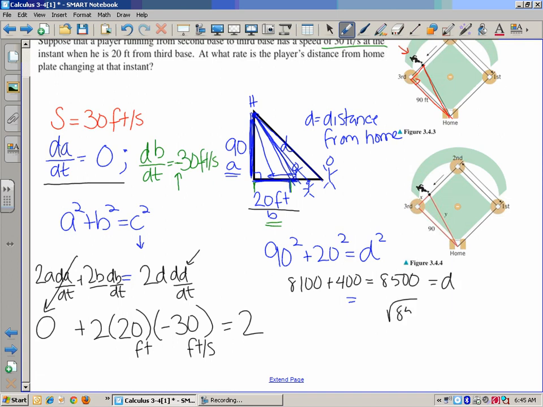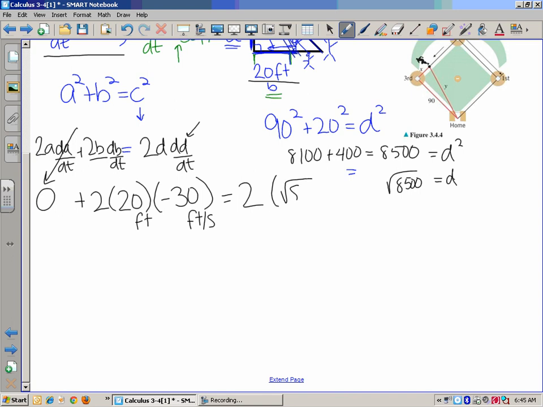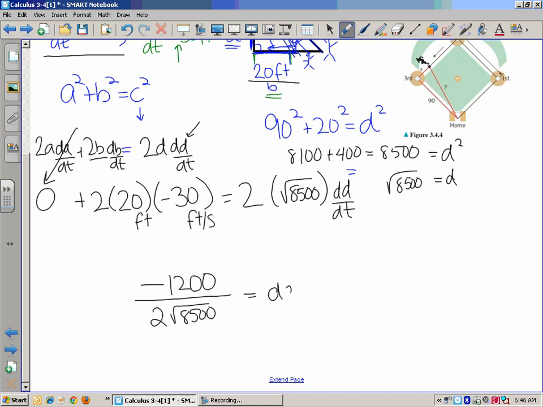So D is the square root of 8500. I'm just going to leave that; I'll use my calculator at the end if I have to. I probably won't today. And so now I have 40 times that, which is negative 1200, all over 2 root 8500, which is dD/dt. I tend not to use a calculator, and I can simplify this without it. And so I would leave my answer.